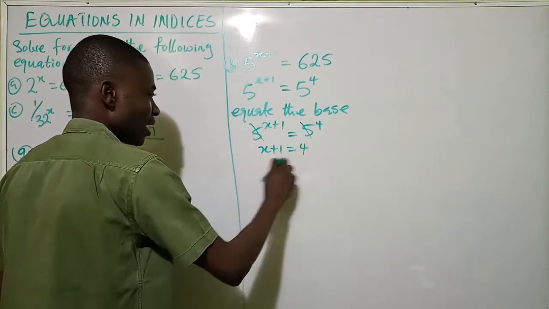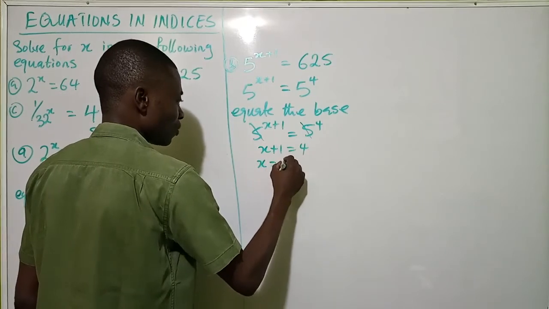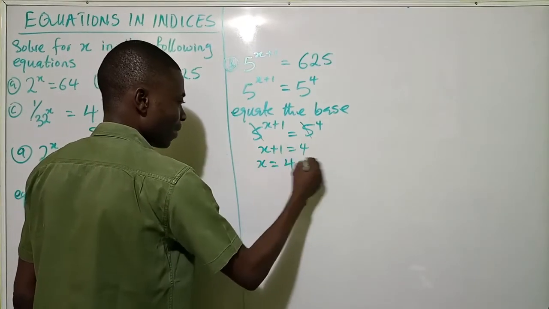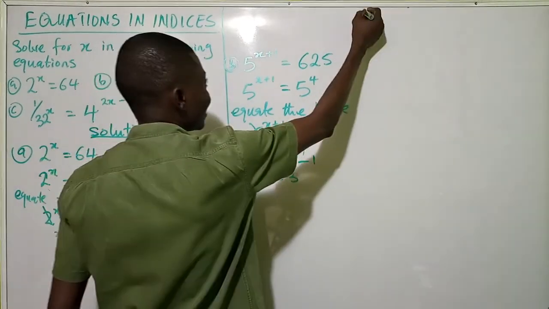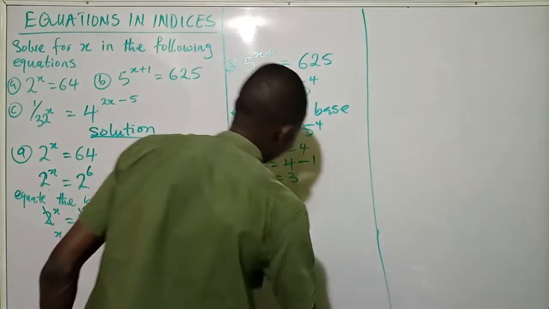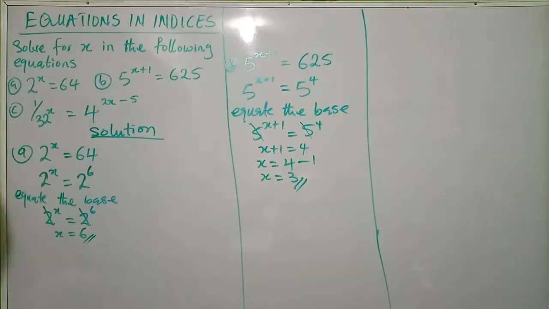What will I do from here? I'll collect like terms. So take this 1 to this side, where x equals 4 minus 1. So x is equal to what? 3. x equals 3. So that is it. Simple. Not difficult at all. So we have successfully found the value of x in the second question.